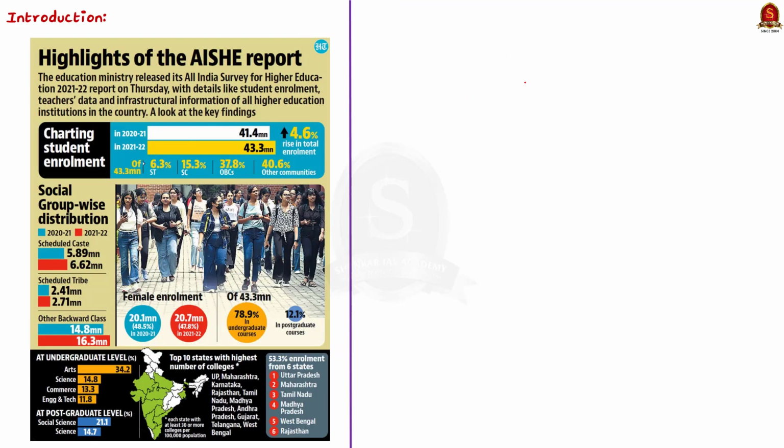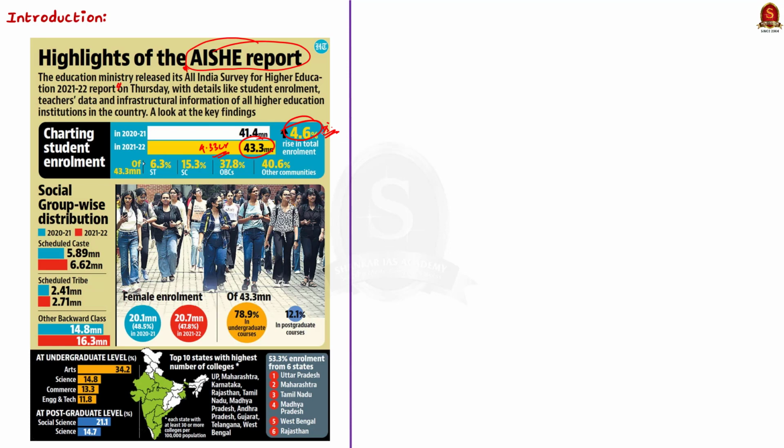Moving on to the introduction part, here you can write like this. According to the recently released report of the All India Survey of Higher Education 2021-22, total enrollment in higher education has increased to nearly 4.33 crores in 2021-22. This is 4.5% higher than the 2020-21 report. Moreover, the number of women enrolled in higher education institutions has also steadily increased. From 1.5 crores enrolled in 2015, there has been a jump of 32% to 2.07 crores enrolled in 2021-22.